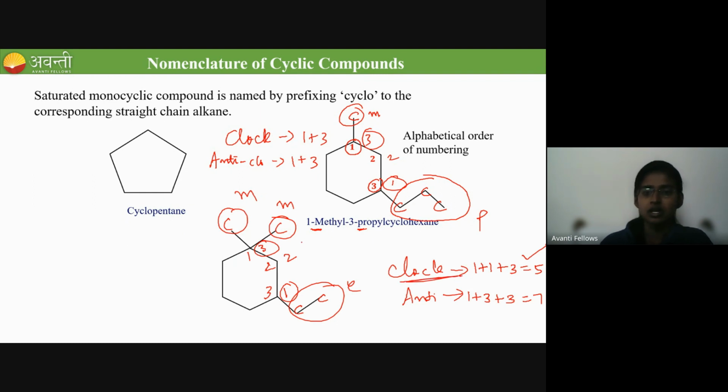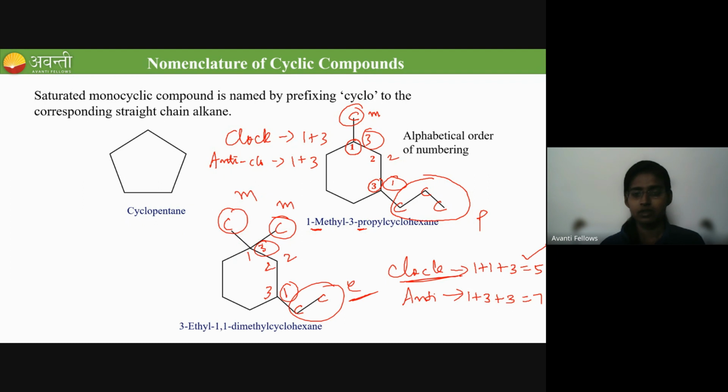But while naming the compound, you have to go with the alphabetical order only. For naming, you have to go with alphabetical order only. So, in alphabetical listing, E comes first. So, it is 3-ethyl-1,1-dimethylcyclohexane.